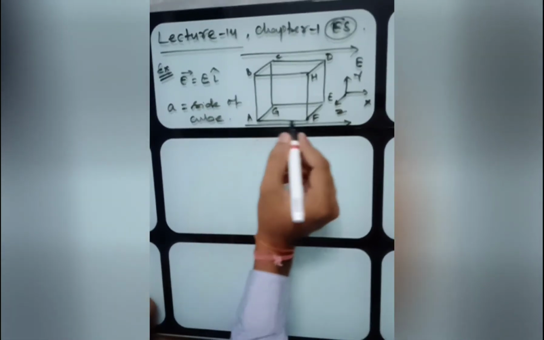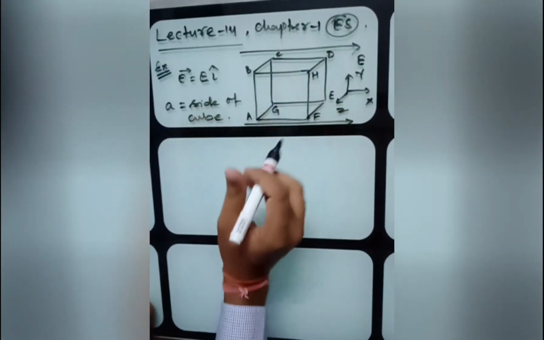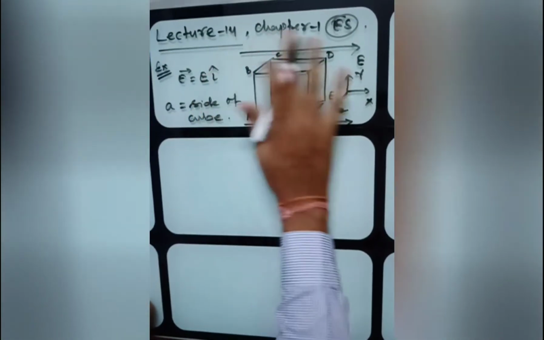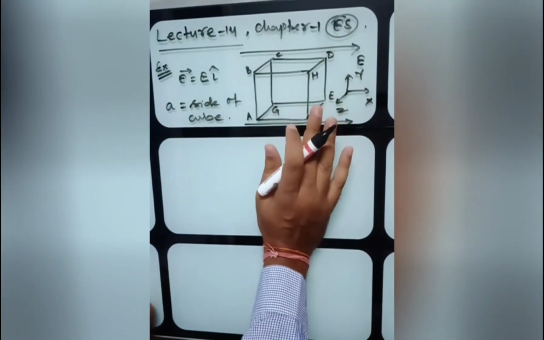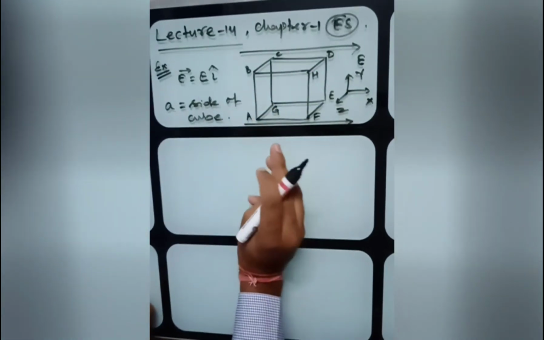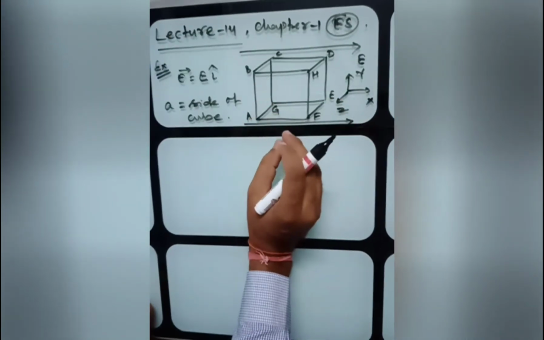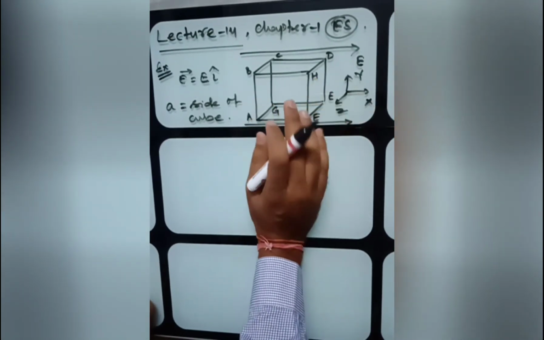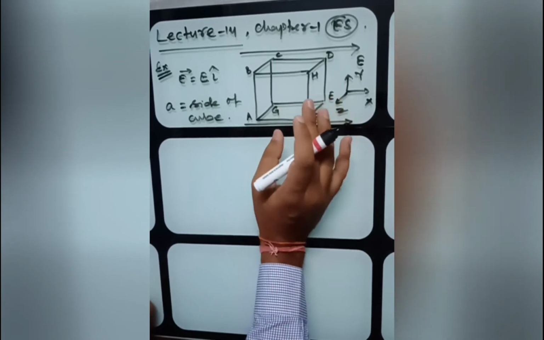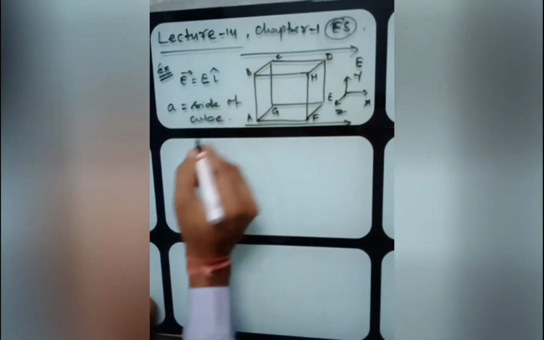Now you have to find the flux through each face individually, and then you have to find the net flux through this cubical body. In the last lecture we studied that if any closed body is completely immersed in a uniform electric field, then the total flux will be 0. Remember, here we are going to find the flux through each face.